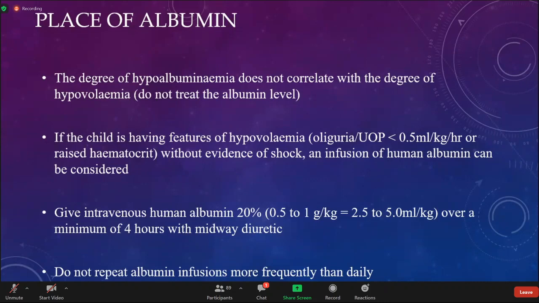And usually we don't repeat albumin more than once a day. Therefore, in some instances, we need to use albumin. And when you use albumin, you should be aware that you need to give it slowly.